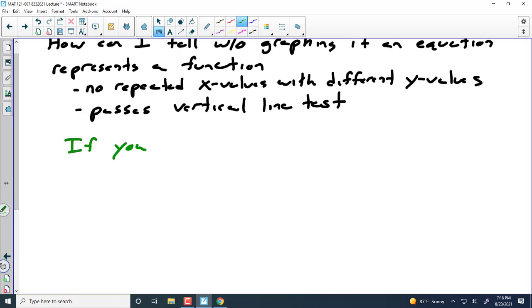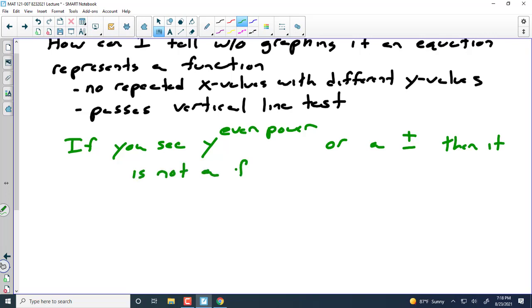If you see y to an even power or a plus or minus, then it is not a function. And I say not a function with a grain of salt, because as you move your way through mathematics classes, and I hope you plan on taking a lot of math after this class, you might see some ways they can get around this by doing some restrictions and stuff like that. But for the most part, this is true, and this will definitely get you through this class.